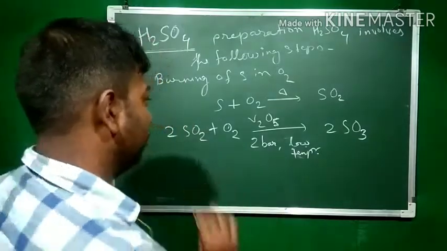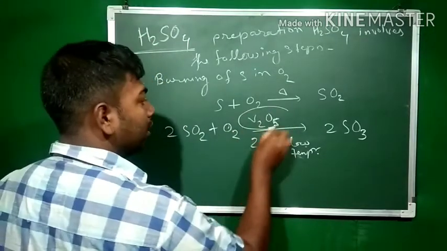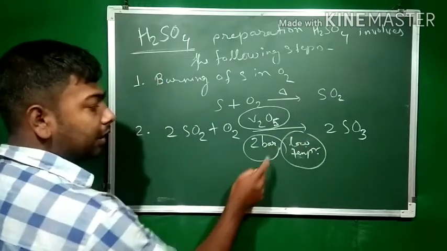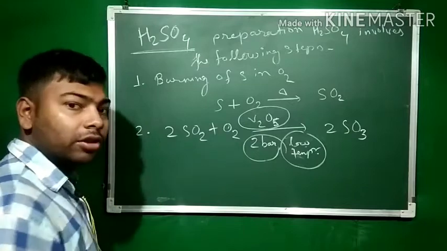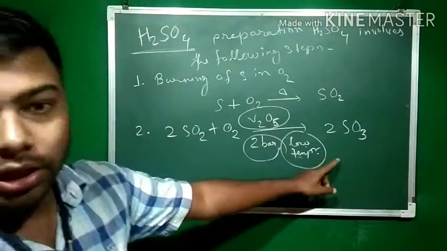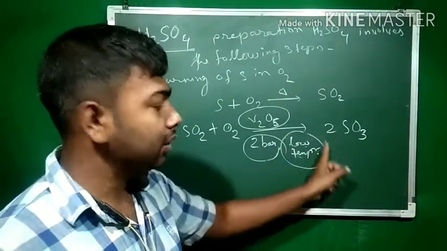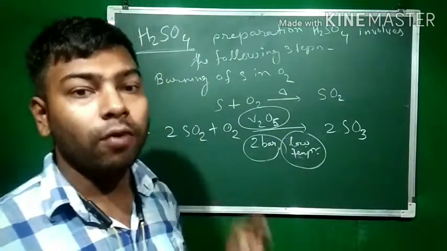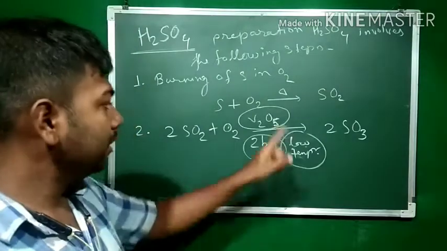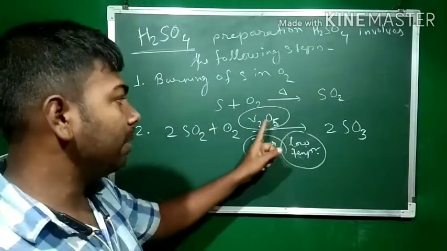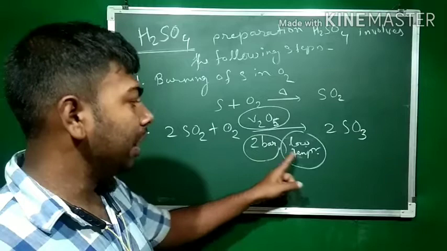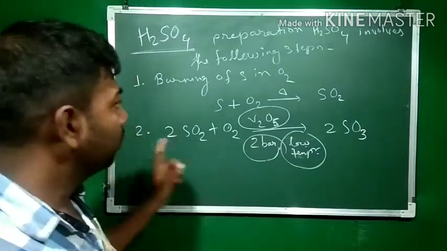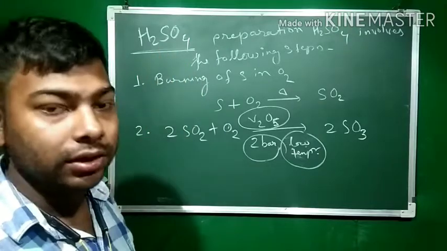Now see this one, vanadium pentoxide, pressure and low temperature are the important conditions to carry out the reaction. If this step is not carried out, then obviously the H2SO4 will not form. That means we can say the presence of vanadium pentoxide, pressure and low temperature are the necessary conditions for the preparation of sulfuric acid.